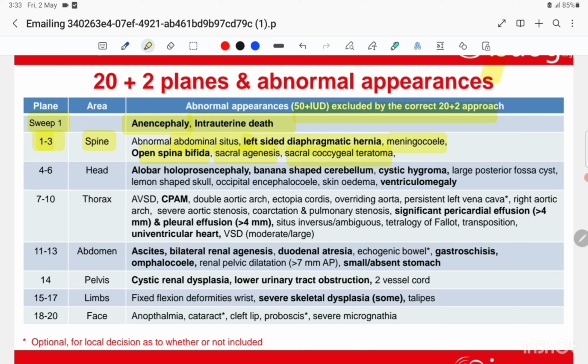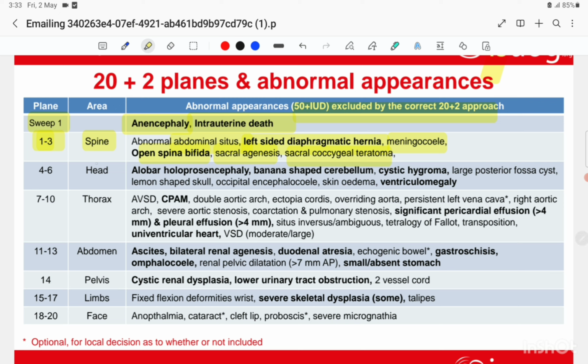In the spine you can see all these: meningocele, spina bifida, sacral agenesis, sacrococcygeal teratoma, because your section will be cut through the spine and it can be transverse sections, and the sagittal, coronal, and the section through the body of the vertebra. So we have to rule out all these things.